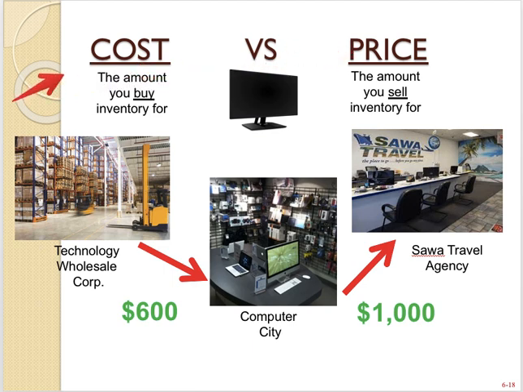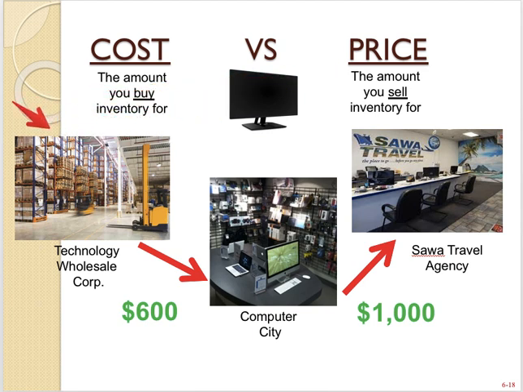And that is why it is very important that we have two different words for those things. You and I, since we don't really sell stuff, we don't have to worry about it. But for a business that both buys and sells inventory, you have to have different terms for each one. So this monitor here actually has two different dollar values associated with it. It has the cost, which is what the company bought it for, and it has the price, which is what the company sold it for.